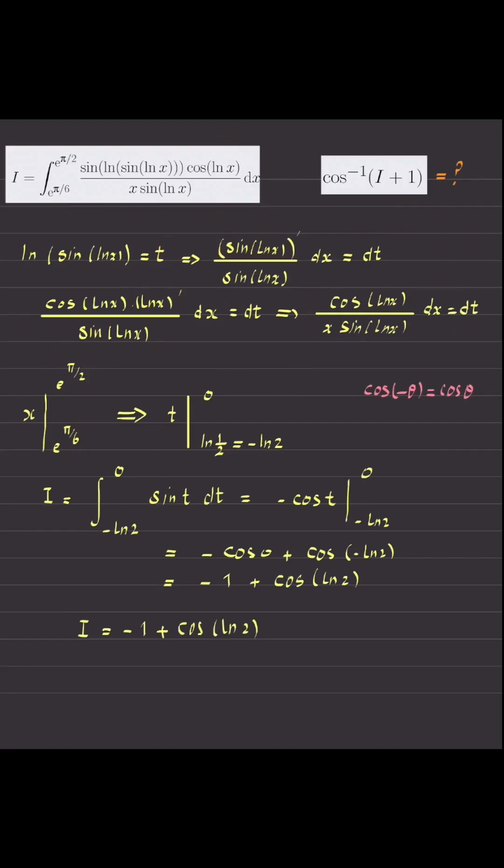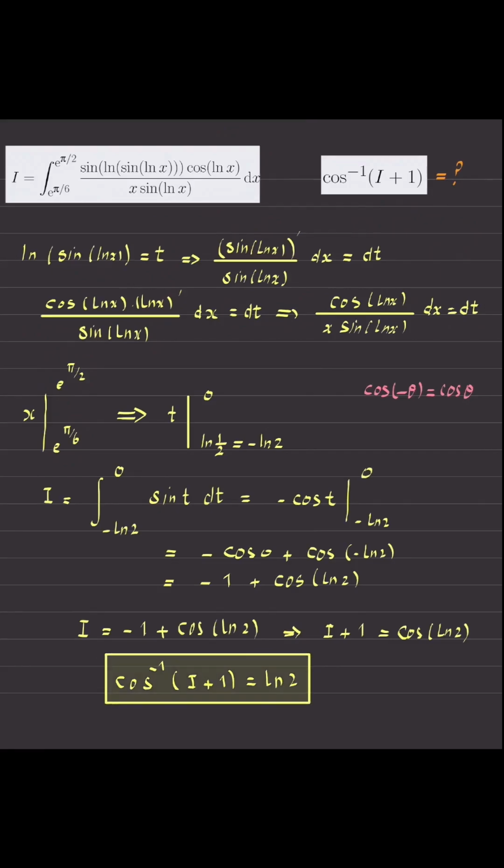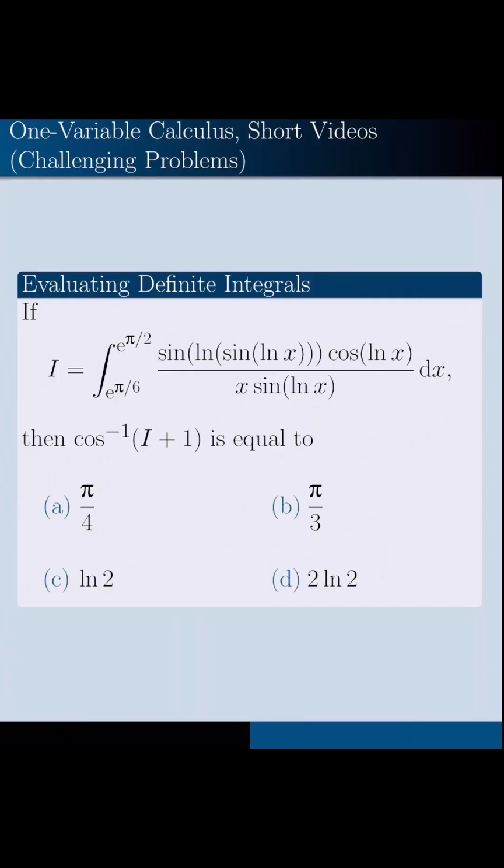But look, in the problem, they are asking what is cosine inverse of I plus 1. So I need to find I plus 1 first. So I add 1 to both sides. So I plus 1 becomes simply cosine of ln of 2. Yes? And then I want cosine inverse of I plus 1, so it becomes ln of 2. So that is the answer to the problem. So this means that option C is the correct answer to the problem.